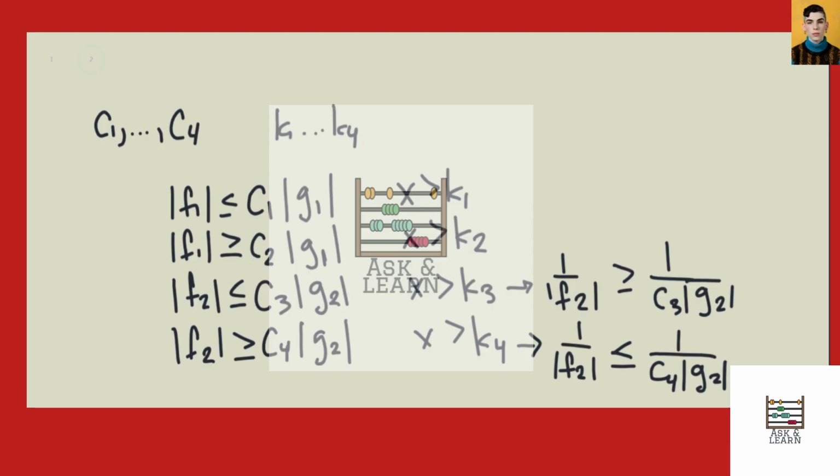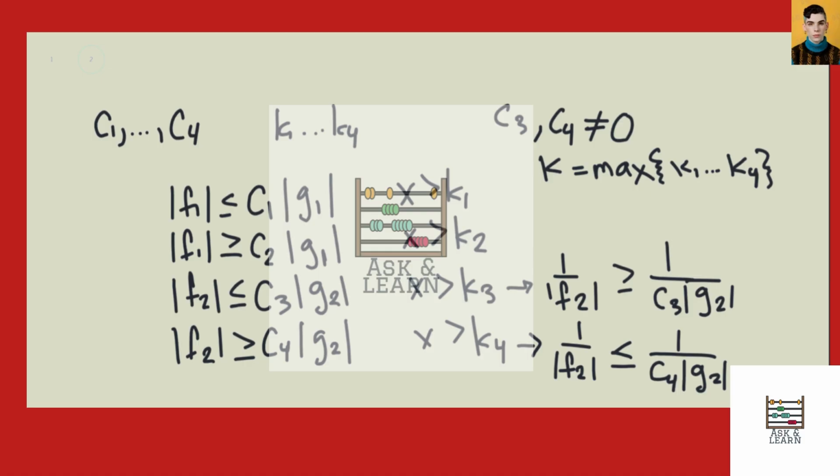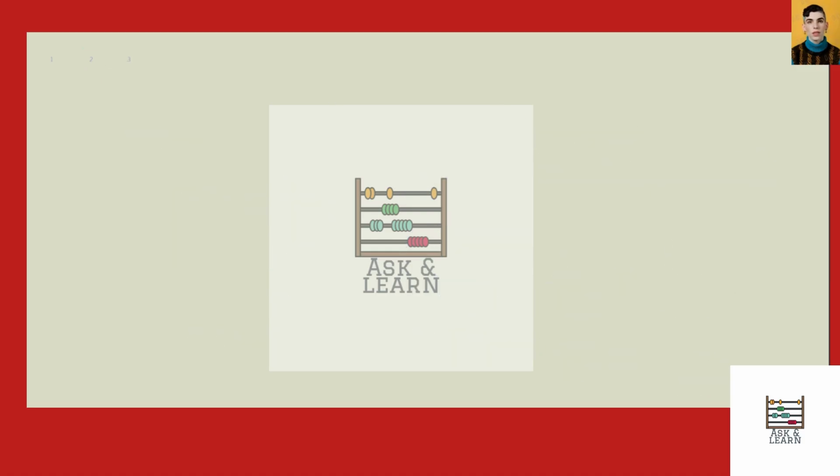Okay, so let's assume also that c3 and c4 are not 0. We do have to add that assumption to make sure we're not dividing by 0. We're also going to take k to be the maximum of these k1 through k4, so that way we're always guaranteed x is large enough as we need it to be. So we'll let x be greater than k, which is now the largest of all our k's.